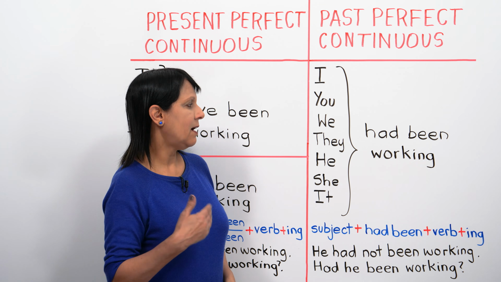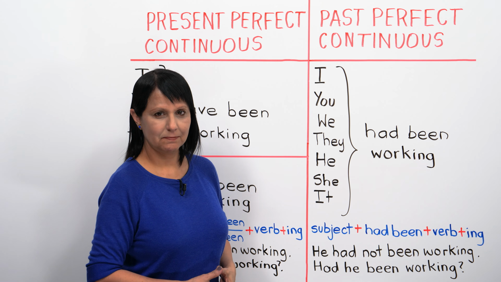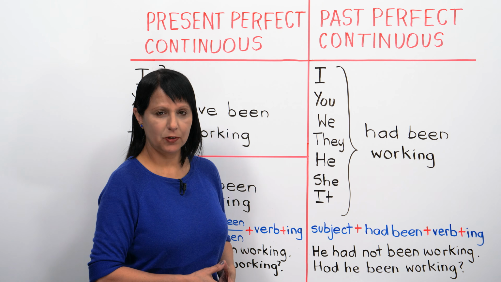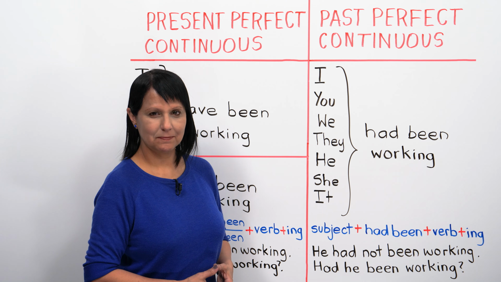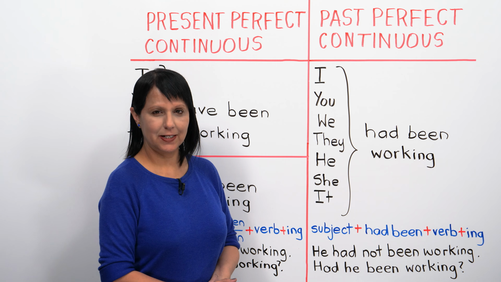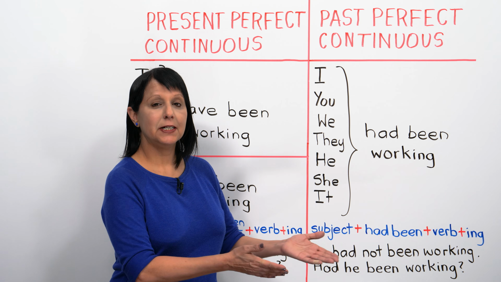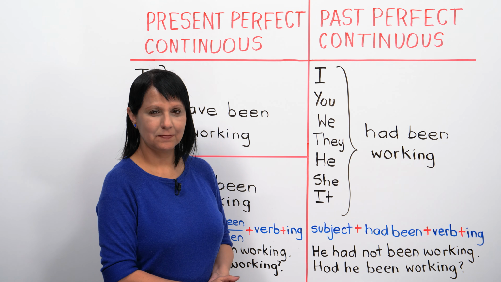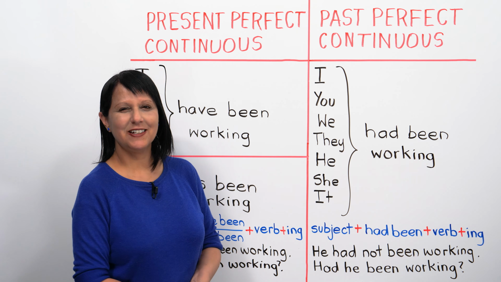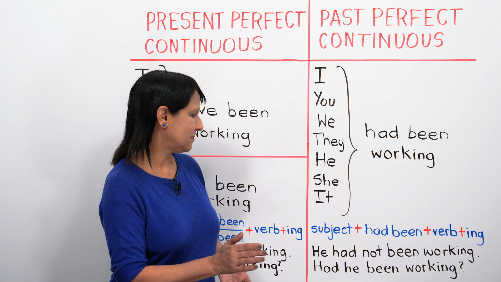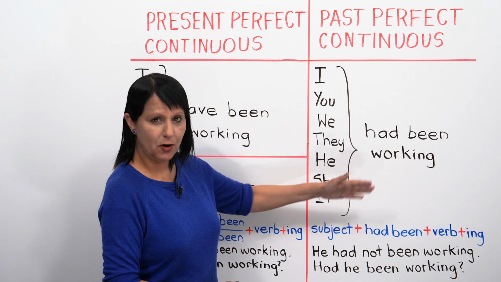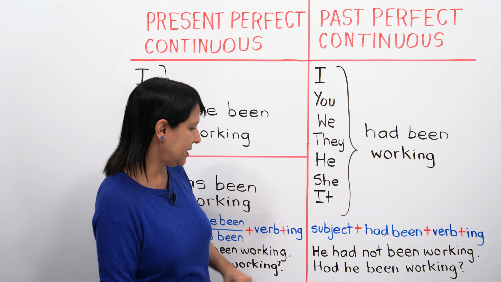So it would sound like this. Say it after me. I had been working. You had been working. We had been working. They had been working. He had been working. She had been working. And it had been working. Good. That's the positive.